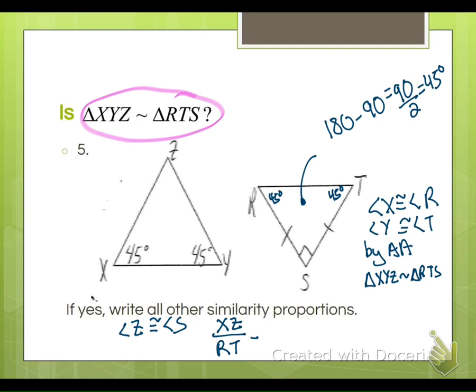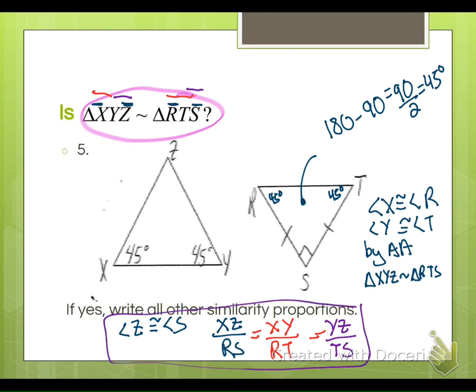Oh, I made a mistake, guys. I'm sorry. It should be XZ was the first and the last, so it should have been RS. And then I'm going to compare it to the first two, XY, RT. And then the last two is my last part. So YZ over TS. So you can use the similarity statement like I did, or you can look at the picture to match those sides up.